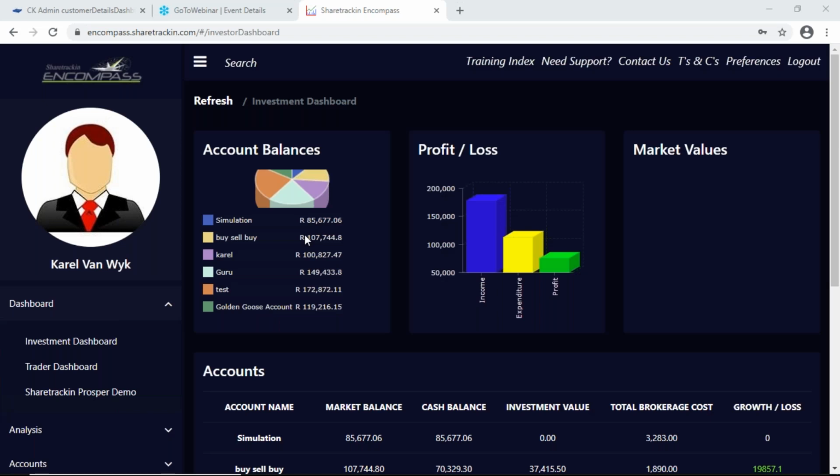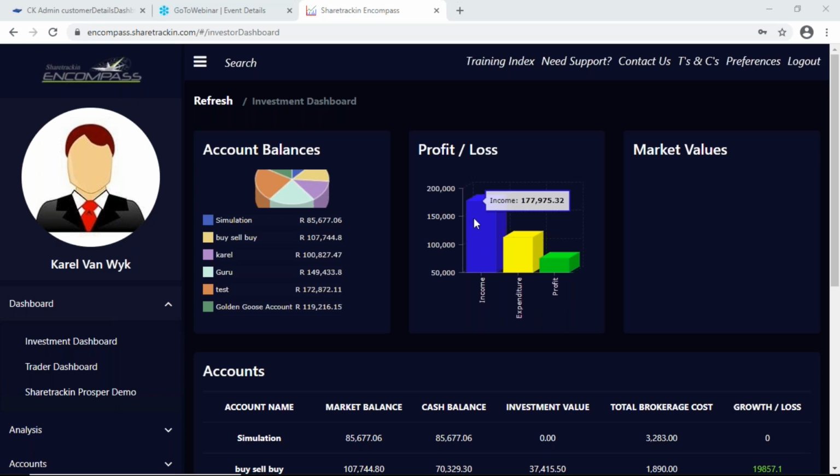So this is my investment dashboard. So if I'm talking about my investment dashboard, this is for my longer term trading. So in other words, if I decide to buy a share and keep it for at least 3 months, then I would do it on my investment dashboard. Now, as you can see here, there are a few accounts on mine, and you will see that the only one that's basically not above 100,000 is my simulation account. The rest of my accounts is all above 100,000.